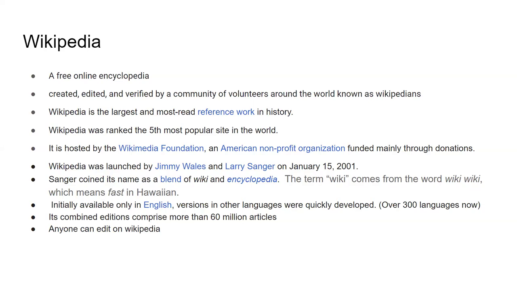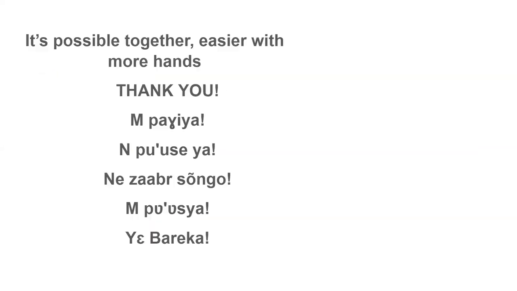It was initially available in English, but currently we have over 300 language versions of Wikipedia, including our own Dagbani, Gruni, Dagari, Kusal, even Mori is there, can you imagine? It is a combined edition comprising more than 60 million articles, including our Dagbani, Gruni and Dagari articles, all of them. And just about anybody can edit on Wikipedia. Everybody is welcome to contribute.